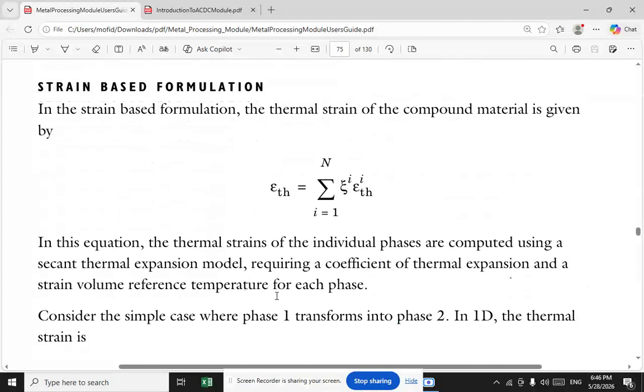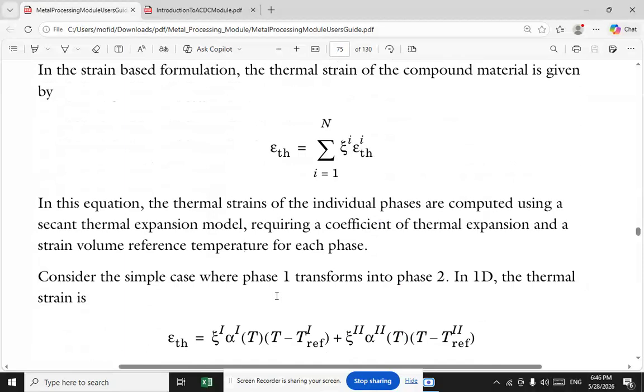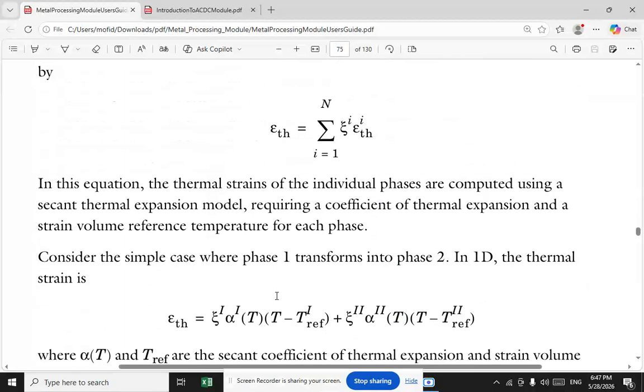epsilon_TH equals the sum, with lower boundary i equals 1 and upper boundary n, of zeta to the power of i times epsilon_TH to the power of i. In this equation, the thermal strains of the individual phases are computed using a secant thermal expansion model requiring a coefficient of thermal expansion and a strain volume reference temperature for each phase.